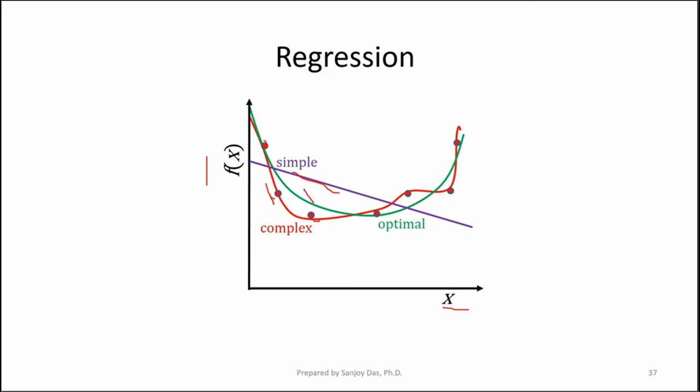So the whole idea is you need a model of optimal complexity. And that's the whole idea of the bias variance dilemma. How do you strike the right balance between the bias and the variance and select the optimal model for any particular task?